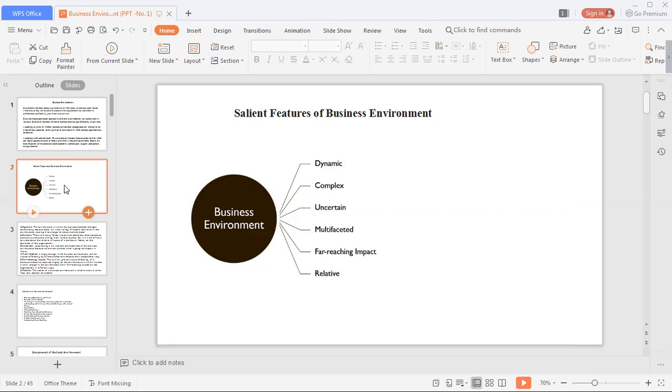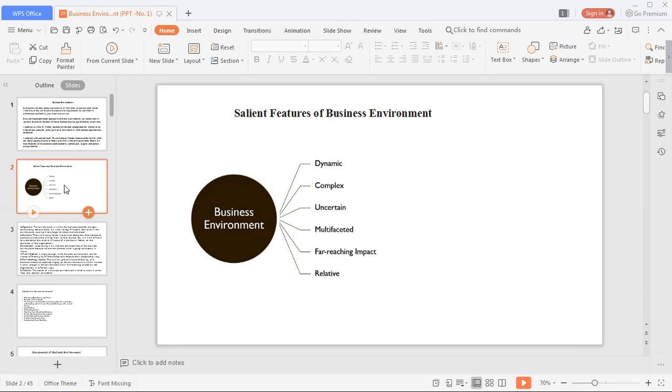Next, a salient feature pertains to diversity. The nature of business environment is very diverse. It involves a number of factors and diverse forces like customers, competitors, suppliers, government, and the social, cultural, political, and technological conditions.